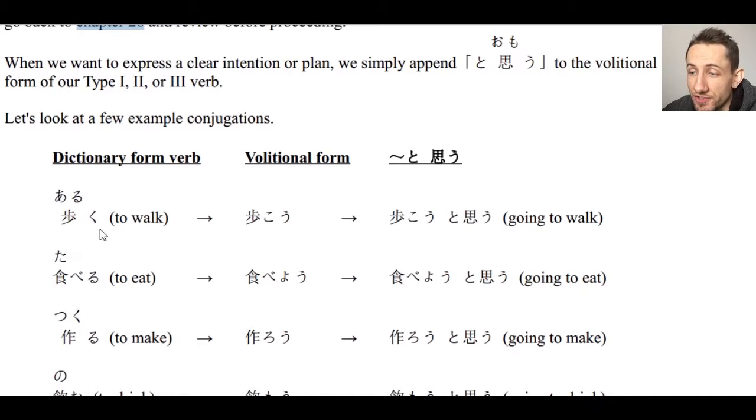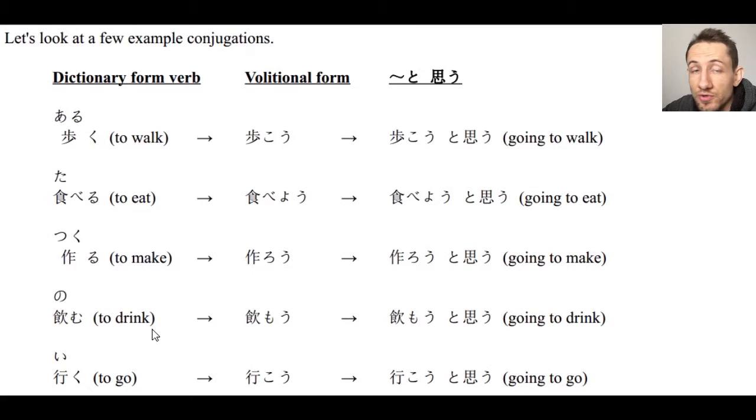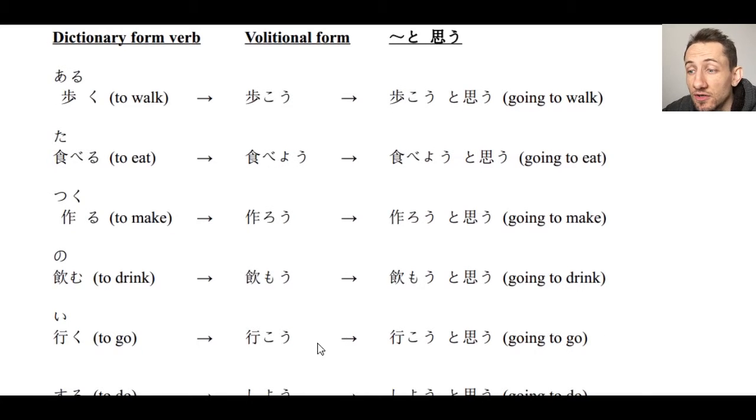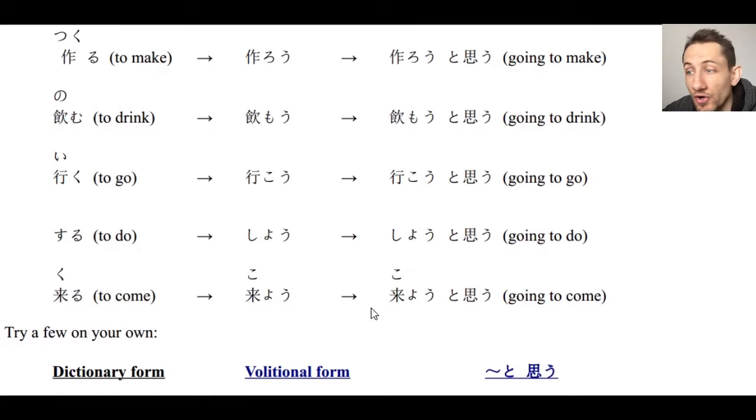So we have aruku, aruko, aruko to omou, taberu, tabeyou, tabeyou to omou, tsukuru, tsukuro, tsukuro to omou, nomu, nomou, nomou to omou, iku, ikou, ikou to omou, suru, shiyou, shiyou to omou, kuru, koyou, koyou to omou. Remember, kuru, type 3 verb, is irregular, so the ku becomes ko. Koyou to omou, I'm going to come.